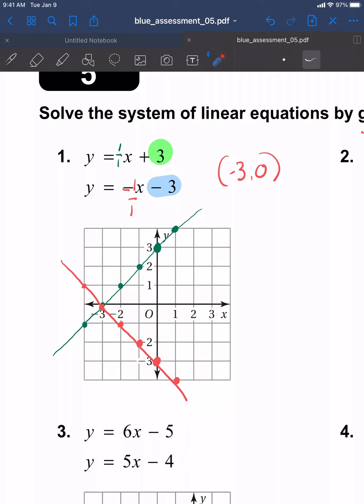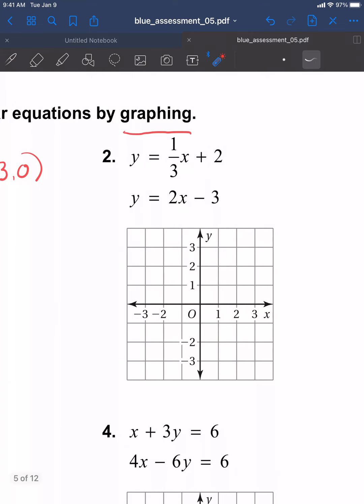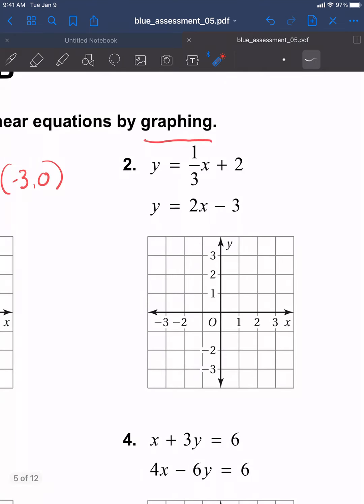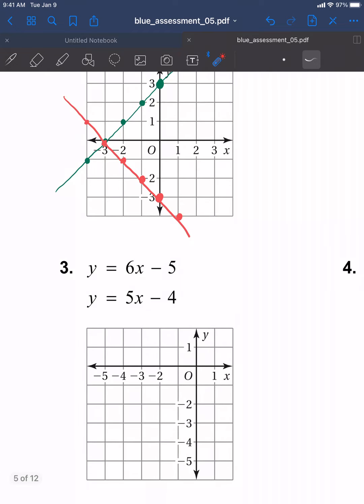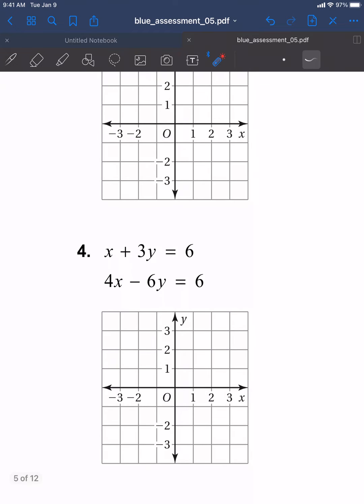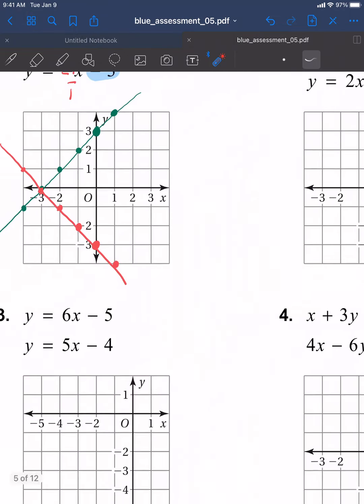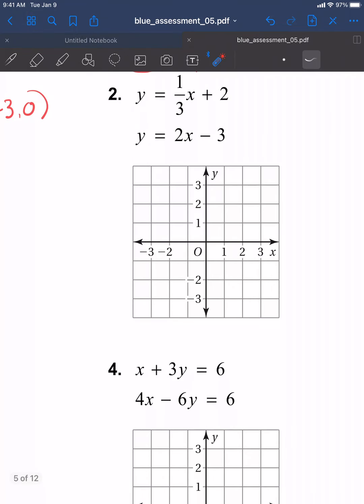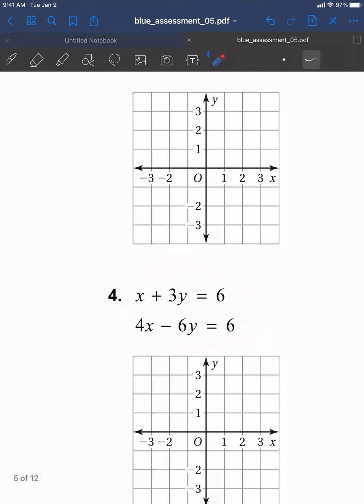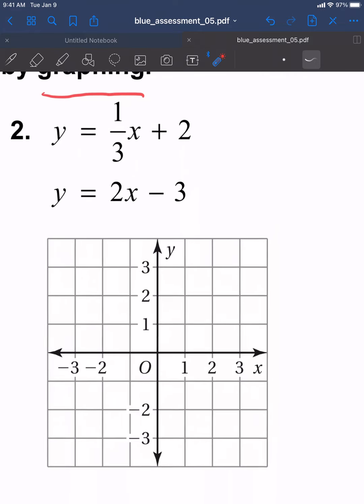Sound good? Now, this one was super easy because they were both in y equals mx plus b. Sometimes they're not going to be in y equals, well, sorry, this one is. But this last one is not. Let's do one more where they are in y equals mx plus b, and then we'll do the one where they're not, okay? Okay, how about number 2?